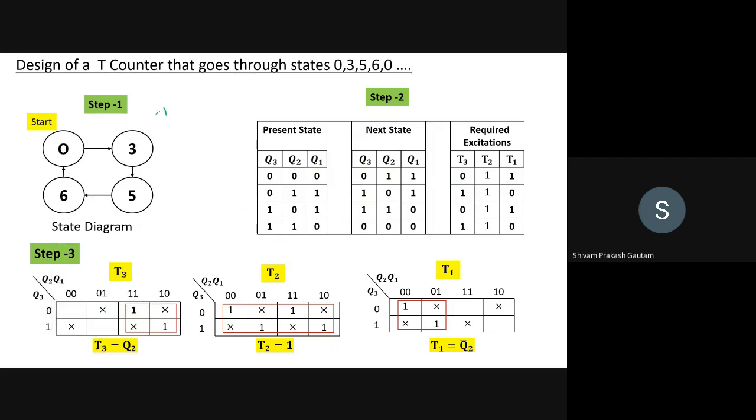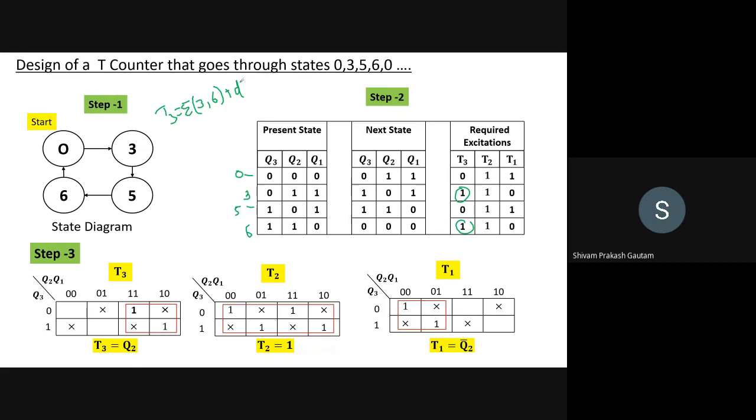So T3, if I want to write min terms, T3 is 1 at which instant? This and this. So this is represented by 3 and 6. So I can write 3 and 6, plus don't cares will also be there. This state is 0. This state is 5. So how many don't cares will be there?